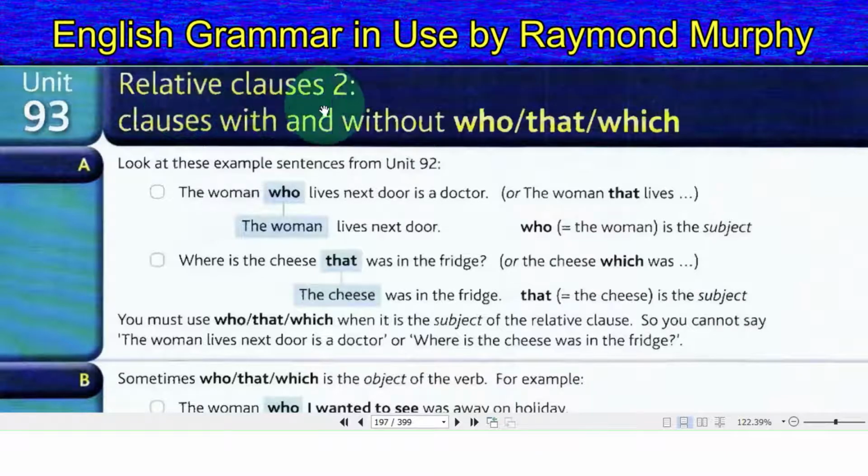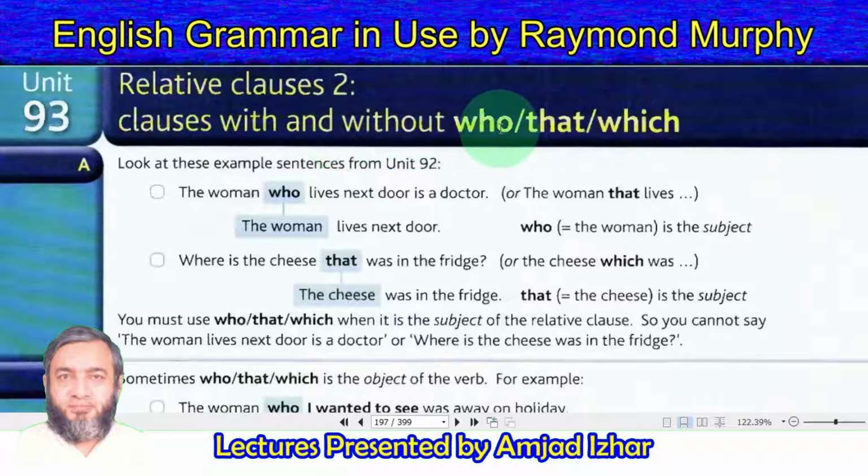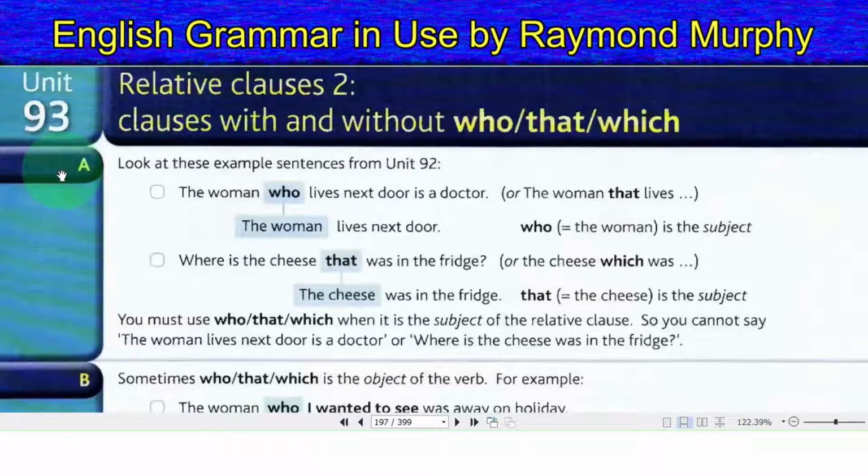Relative clauses 2. Clauses with and without who, that, which. A. Look at these example sentences from Unit 92.